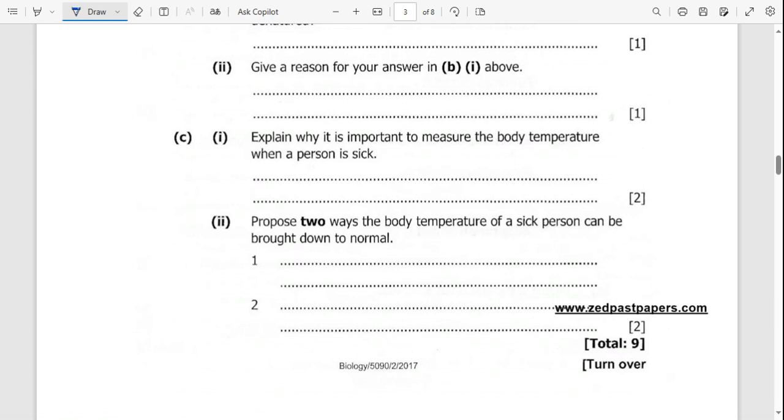Propose two ways the body temperature of a person can be brought down to normal. Medicines can help with that. Okay. And also getting to take fluids, water, and that.